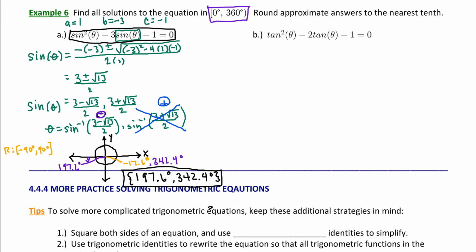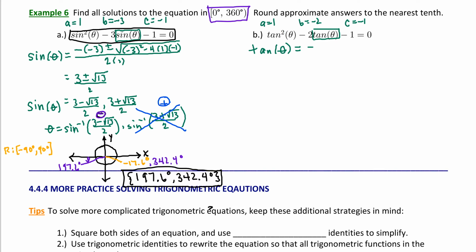Let's try example B. Tangent squared of theta minus 2 tangent of theta minus 1 equals 0. If we tried to factor this one, we would be unsuccessful. However, we can solve this with the quadratic formula, recognizing that the left side yields the variable part of our middle term. For this equation, the leading coefficient A is 1. B we can identify to be -2, and C is -1.